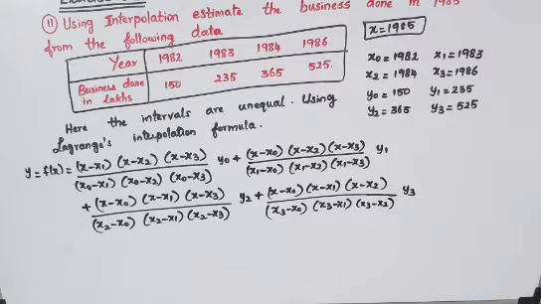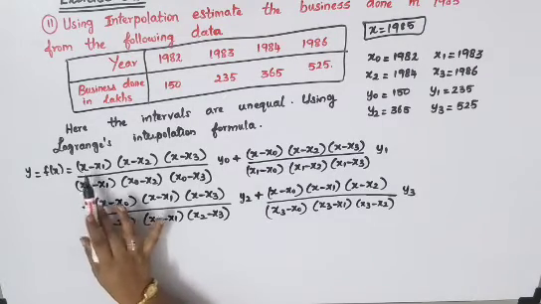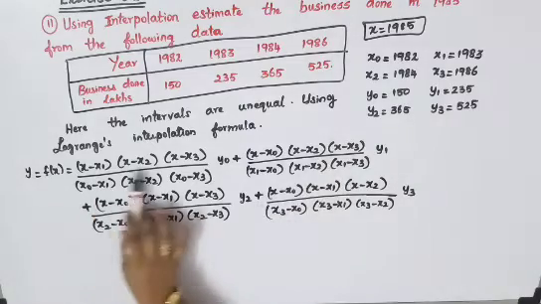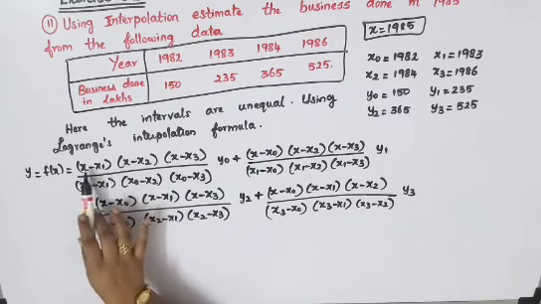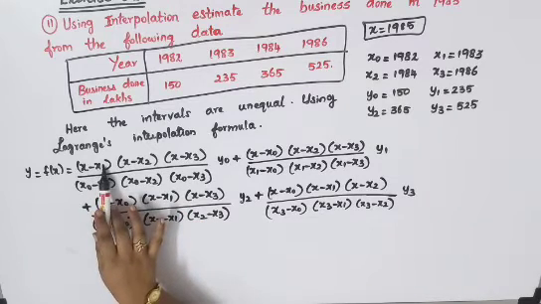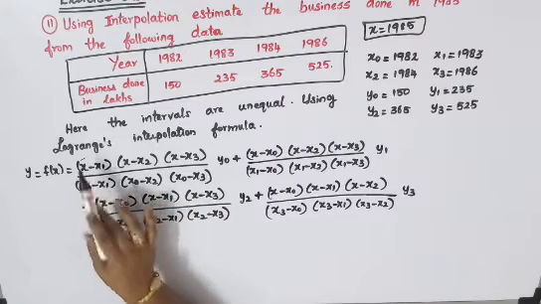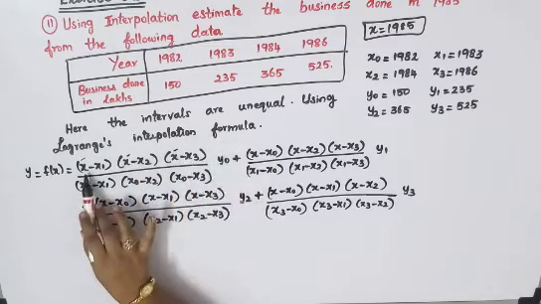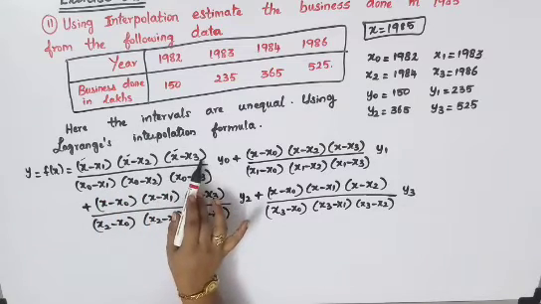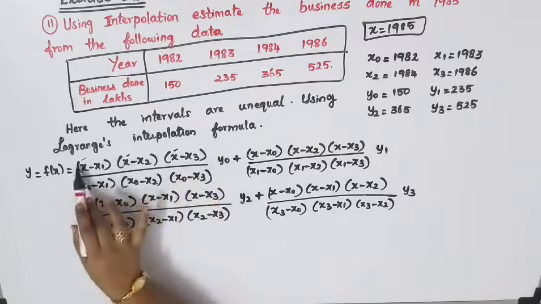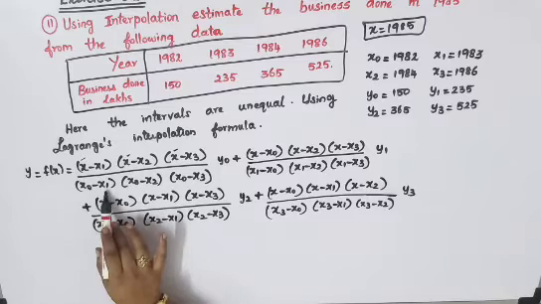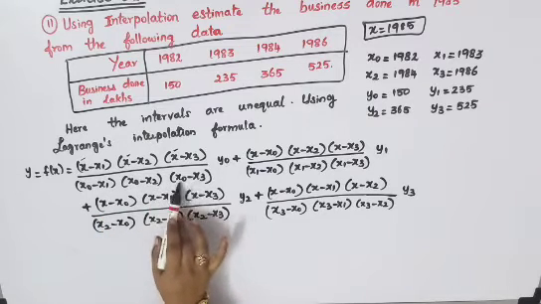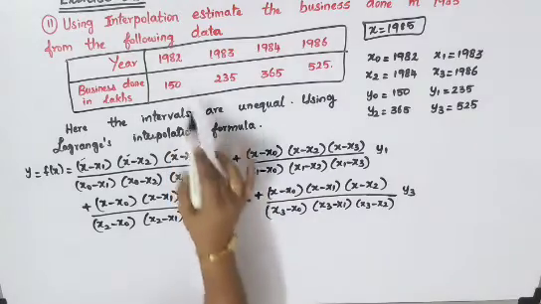If you know your formula, the sum is very easy, just substitution. So how to write the formula: the first step, x0 you will leave out of the numerator, but in the denominator everywhere you start with x0. In the numerator you start with x, so x minus x1, x minus x2, x minus x3. Whichever term you left out of the numerator, that is x0, you start with it in the denominator. So x0 minus x1, x0 minus x2, x0 minus x3, and your first value is y0.